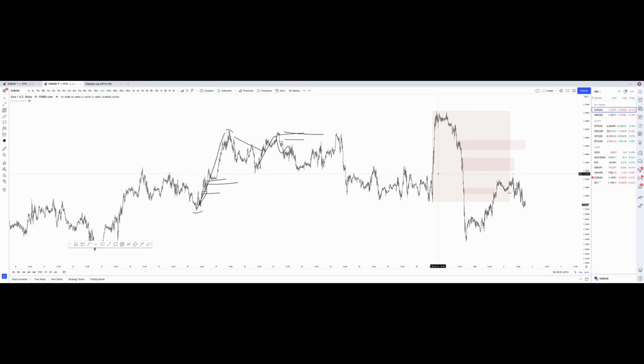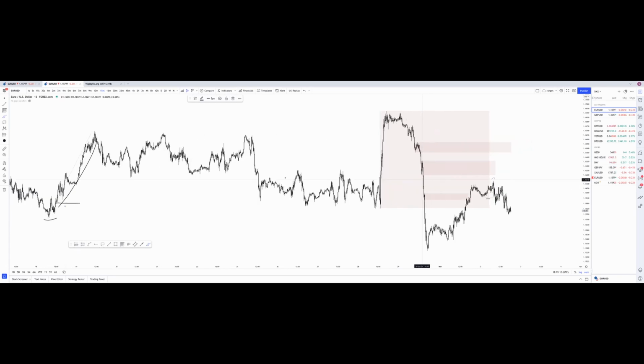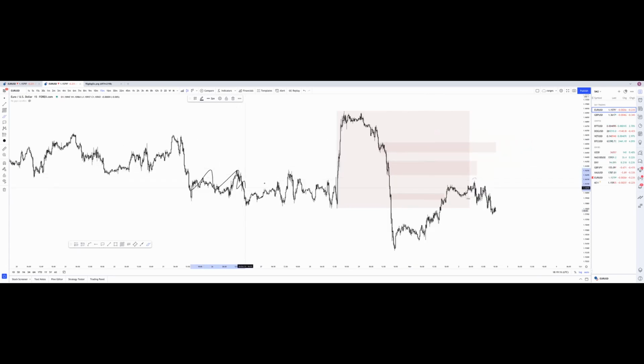Then we see this mitigation here of the demand level, the significant demand level that is essentially the extreme of the whole move. Once we see the mitigation there and we see this correction, we see this lower high, this lower high, this lower high gets taken, and price does 100 pips in the space of about 4 hours.